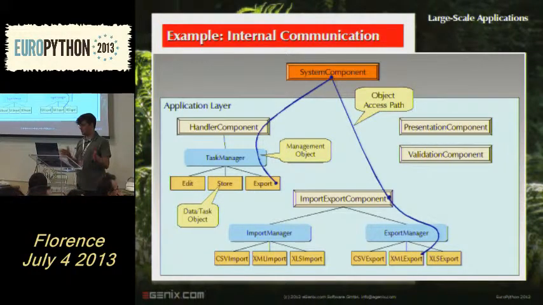The task manager knows about the various different tasks that can be implemented by the system. It goes to the export task object, and that task object wants to export in, say, XML. So the export task object goes to the system component, and from the system component it goes to the import-export component, goes to the export manager, and then to the XML export. And that actually implements the XML export.